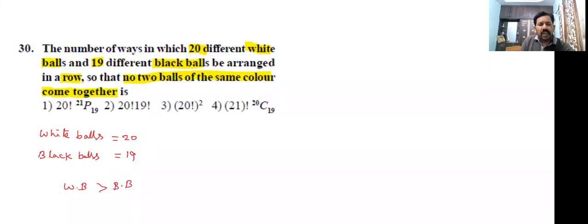Okay. Now, by observing these conditions, what I am saying means, first we need to arrange the white color balls. There are 20 white color balls. First arrange the white color balls, 1, 2, 3, and so on, 20 white balls. In between, arrange the black color balls. So first we need to write the answer now.